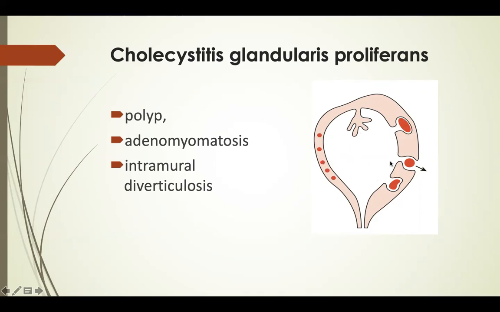So due to proliferation of glands and enlargement of those ducts, they give rise to multiple conditions, and therefore they should be operated on because they are very prone to develop complications of perforation and empyema.